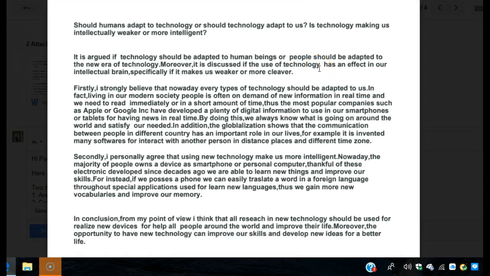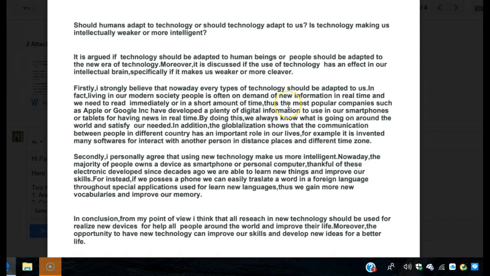All right, moving on. "Firstly, I strongly believe that nowadays every type, with no S, of technology should be adapted to us. In fact, living in our modern society, people are often on demand of new information." No, let's try this again. In our modern society, people often demand new information in real time, and we need to read immediately or in a short amount of time.